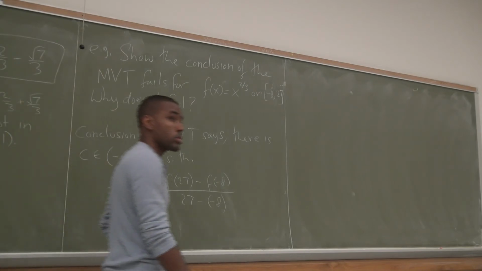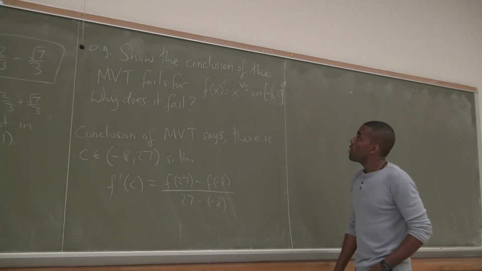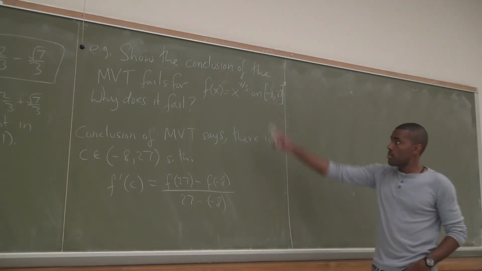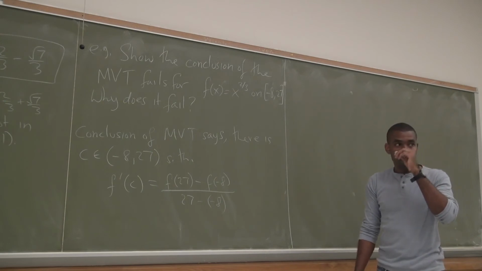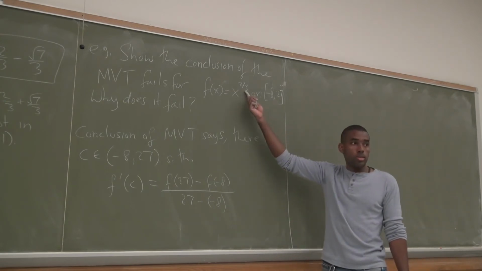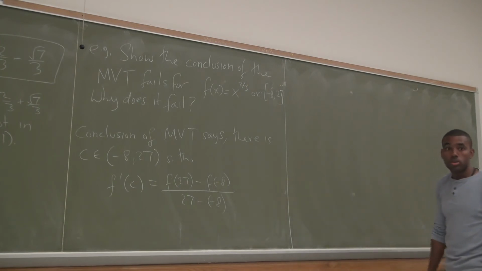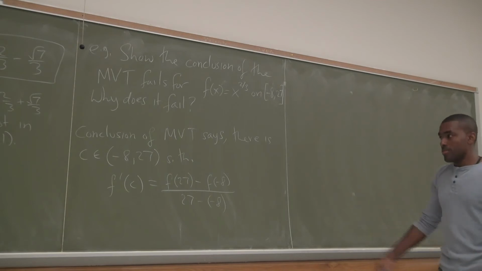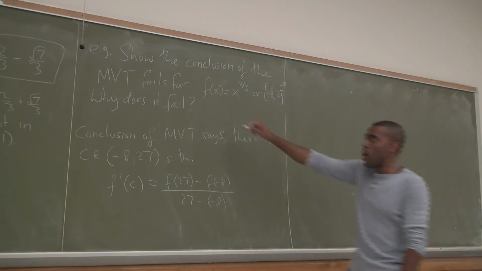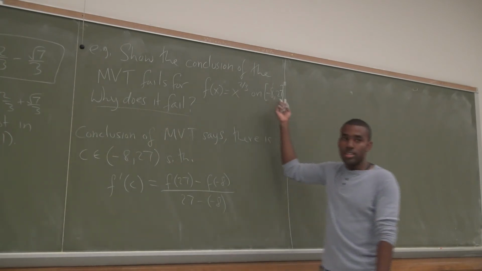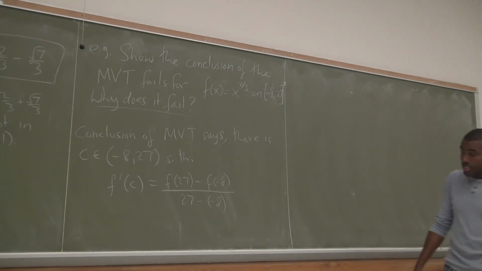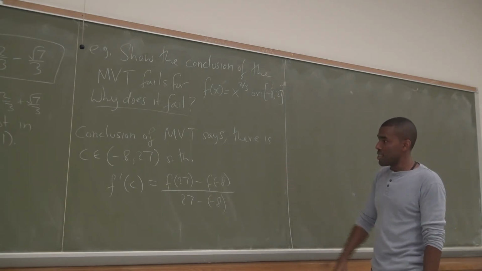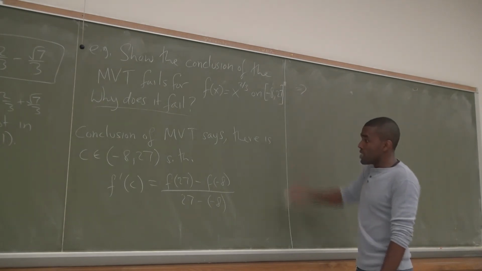Yes? F of negative 8 is imaginary. No, it's not. You can find the cube root of negative 8. That's not a problem. You're taking an odd root, right? 3 is the root. You can have a negative under an odd root. Yes? Is it because at some point it's not differentiable? Right. That's going to be the reason we're going to state. That's the why, because it is continuous on that interval. That's not a problem. In fact, that function is continuous everywhere. It's not differentiable. Differentiability is going to be the problem, and you're going to see why it's not differentiable just now. What does f prime of c look like?